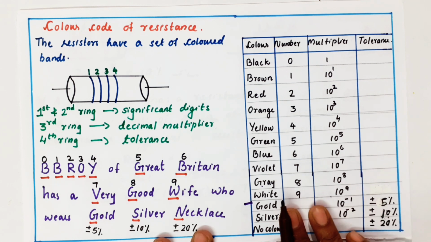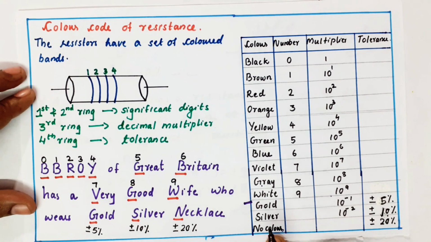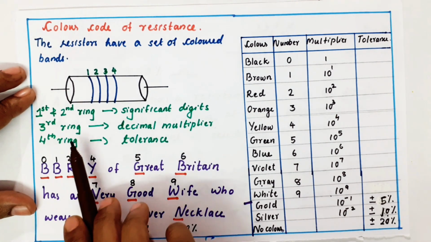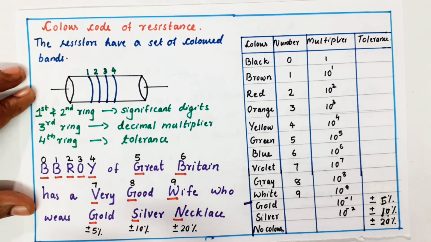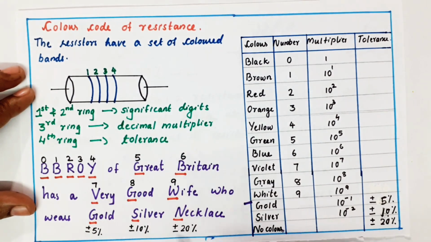So what I told you is, for a resistor color code we have 4 colored bands. The first 2 colored bands you write as significant digits. The third ring you write as a decimal multiplier. I have given here the decimal multiplier of each color. And the last ring, that means the 4th ring, indicates the tolerance. So the 4th ring possibilities are gold and silver, or there may not be any color.